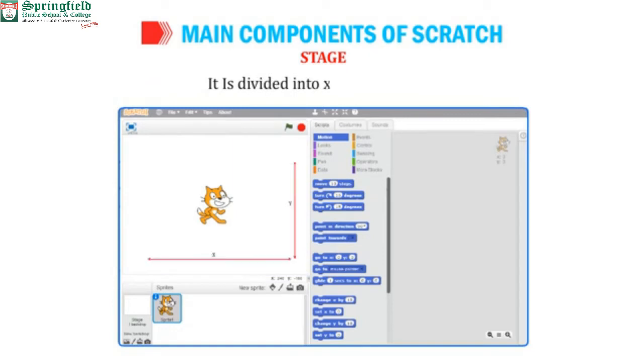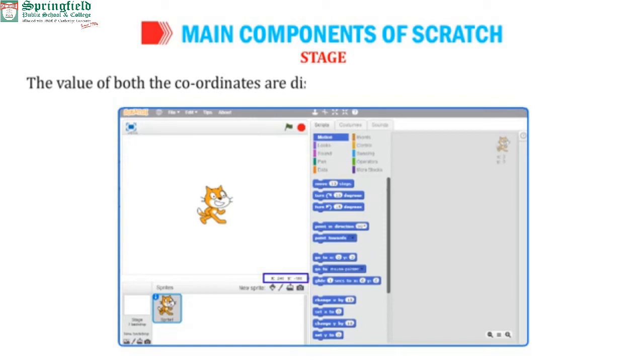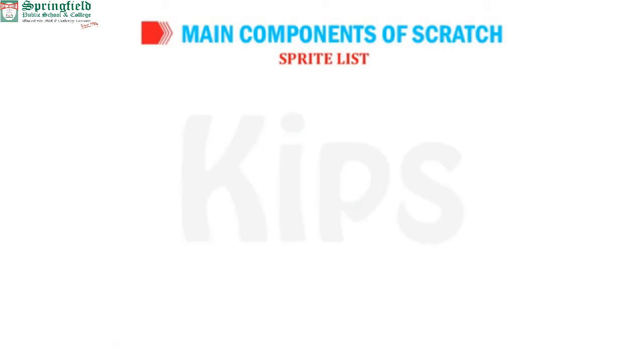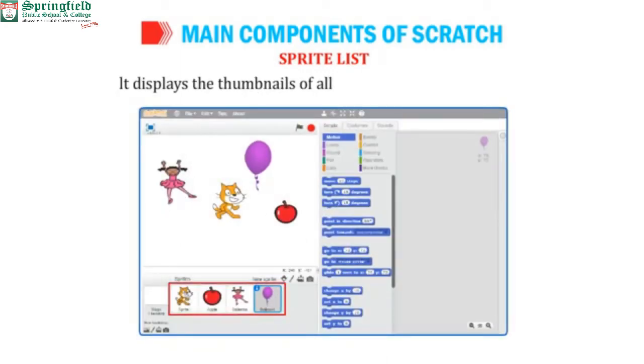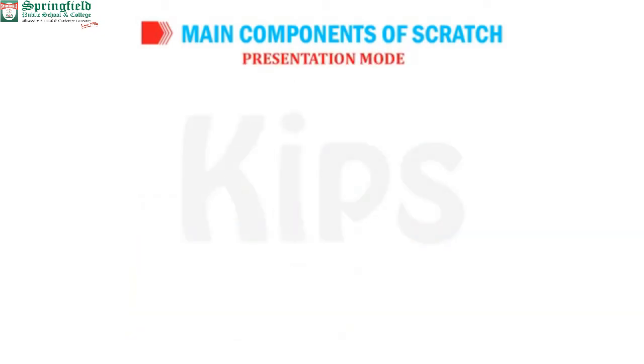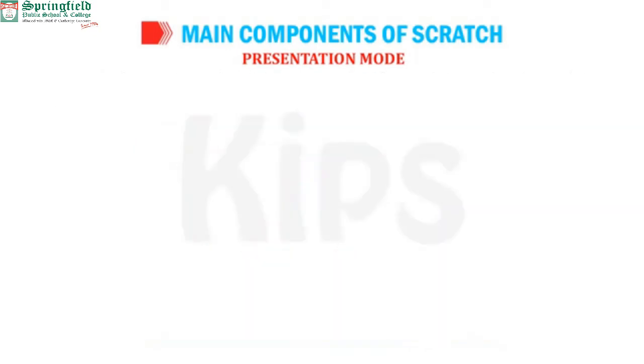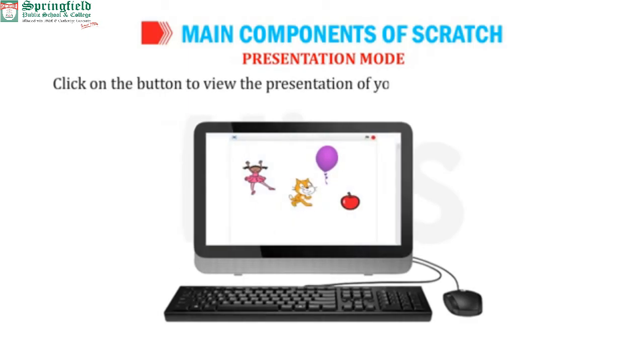It is divided into X, Y coordinates. The value of both the coordinates are displayed at the bottom right corner of the stage. These coordinates indicate the position of the sprite on the stage. Sprite list. It displays the thumbnails of all the sprites used in a project. Presentation mode. Presentation mode or view full screen mode button is located at the top left corner of the stage. Click on the button to view the presentation of your project in full screen mode.